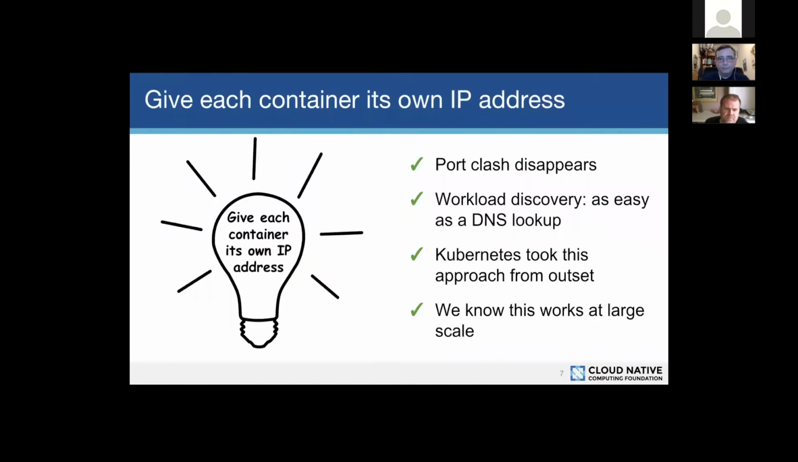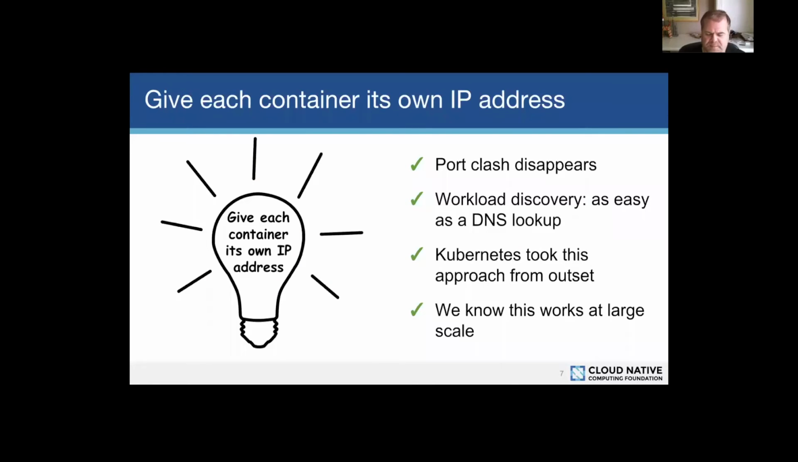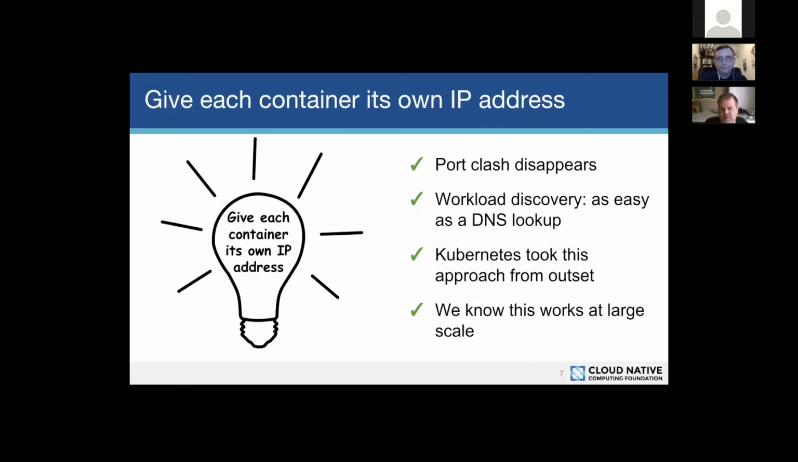We know, for example, that this kind of architecture works at scale. This is basically the infrastructure that the public internet is built on. Your services on the public internet all have their own IP addresses, and then there's a whole bunch of mechanisms that allow you to discover those services and connect to them. They've already been developed to work at very large scale.